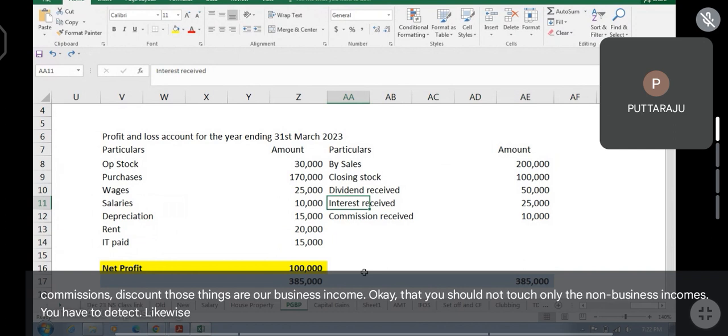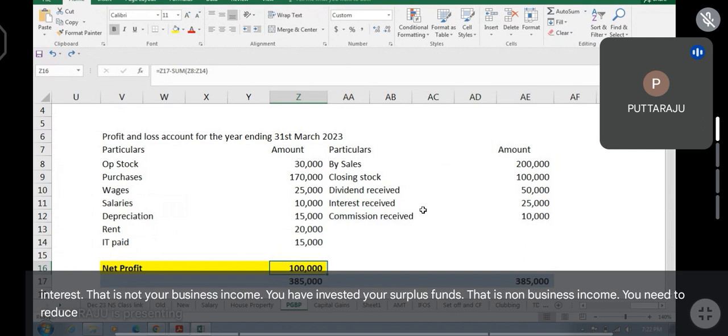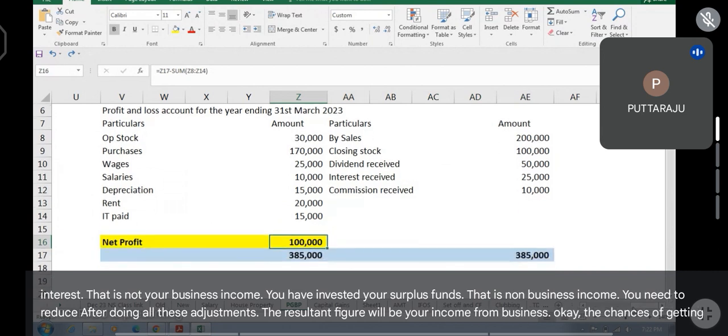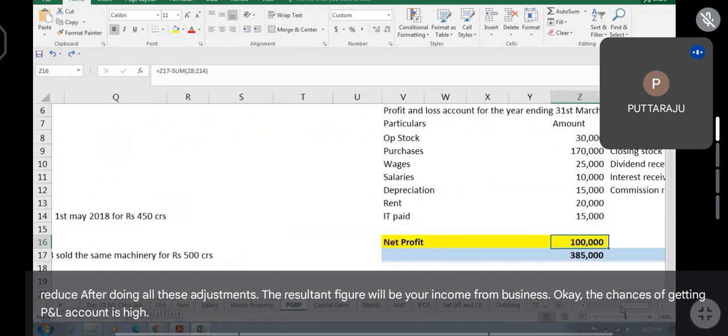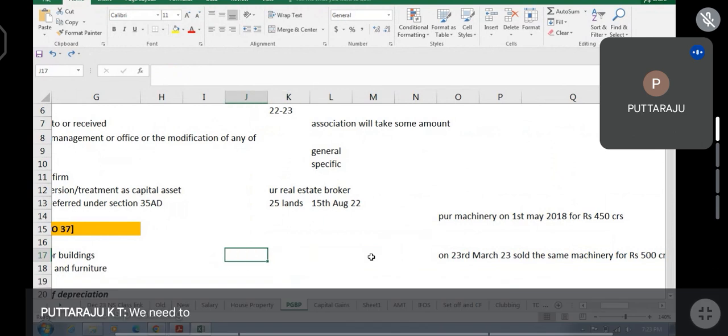Likewise, interest. You have invested in some company debentures or bonds, on which you have received interest. That is not your business income. You have invested your surplus funds. That is non-business income you need to reduce. After doing all these adjustments, the resultant figure will be your income from business. The chances of getting a P&L account question are high. We need to solve a few problems on that.